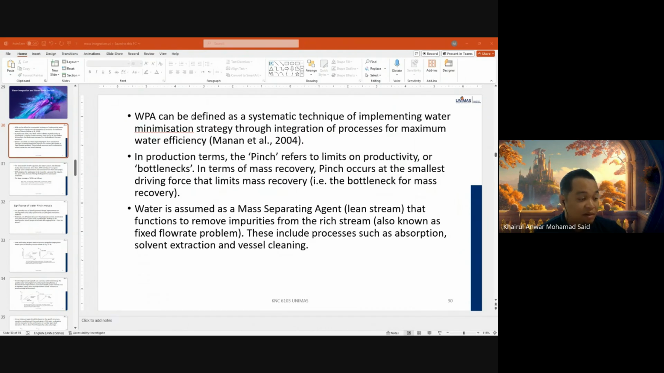So the crucial philosophy is in-process versus end of pipe. The golden rule of WPA, water pinch analysis, is do not solve an end of pipe problem with an end of pipe solution.